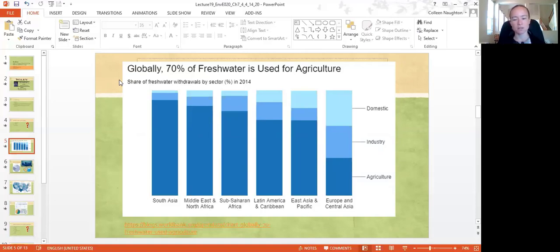And so, as you can see, as you get more developed, Europe, Central Asia, Europe has less agricultural use, but Sub-Saharan Africa uses a lot of agriculture. So the U.S. isn't really on this map, but it's relatively the same percentages.